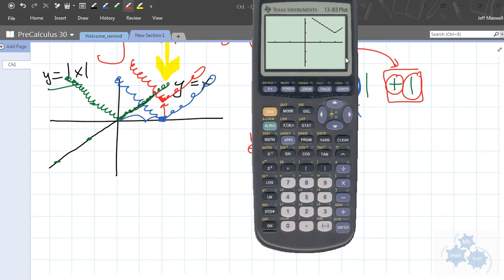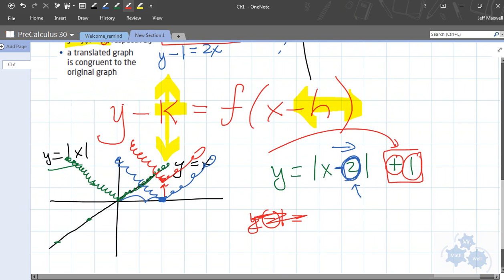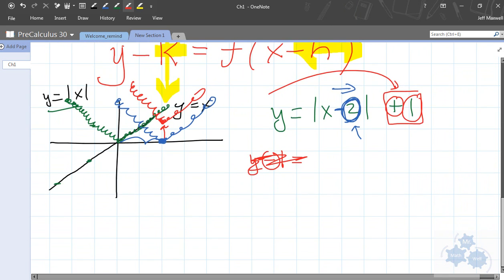You see that? So you can take a graph and alter its position by changing the parameters. And these are the first 2 parameters that we're looking at, the h and k. Any questions so far?